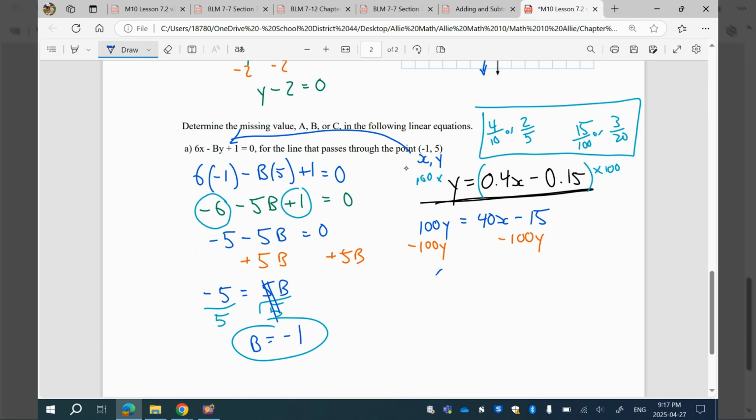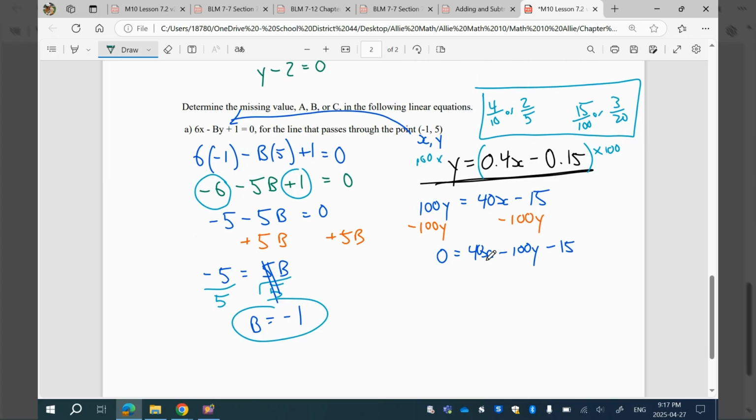Now we have 0 equals 40x. Subtract, I missed a 0. Subtract 100y, subtract 15. And now here's the last part. This seems like a good answer, and I would say that it is, but we can also factor out, think about our polynomials, a common factor. And so, 5 can go into each of these.